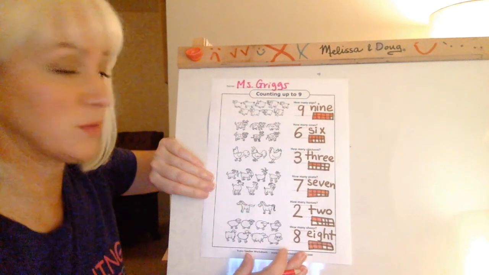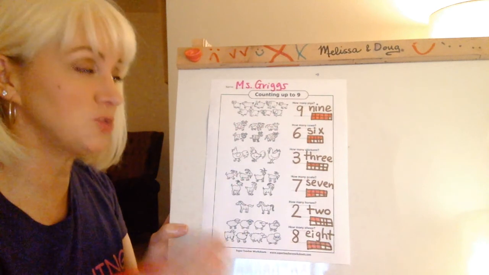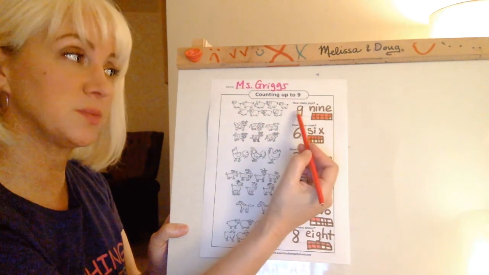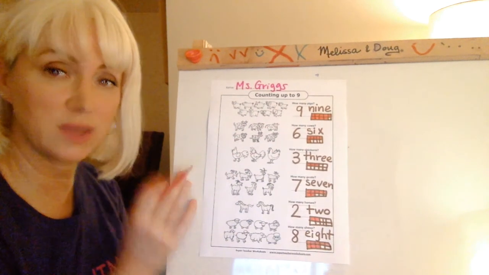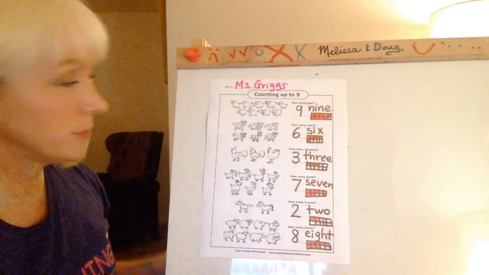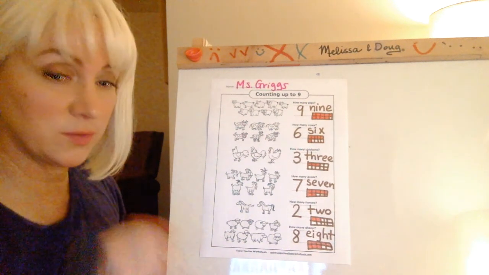So this is what I would like you to do. Obviously, like I always say, you don't have to print this out at all. What you can do is count them, and then on another little piece of paper, write your numeral 9, write your number word, and make a 10 frame. Easy to do. If you do print it out, you can color in your little guys if you feel like it. And thank you for doing math with me.